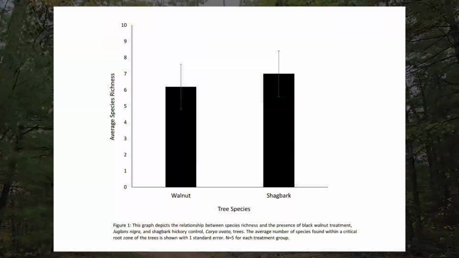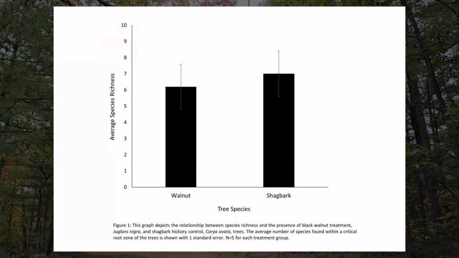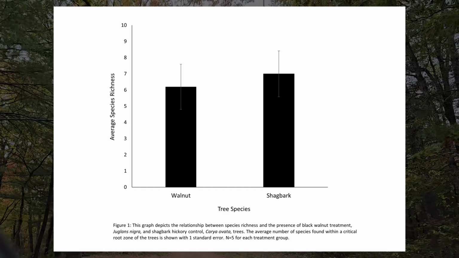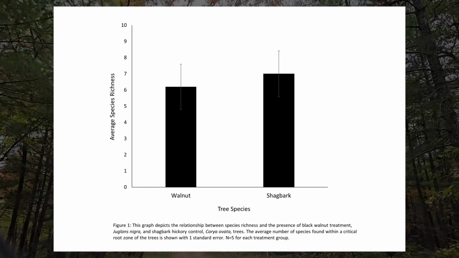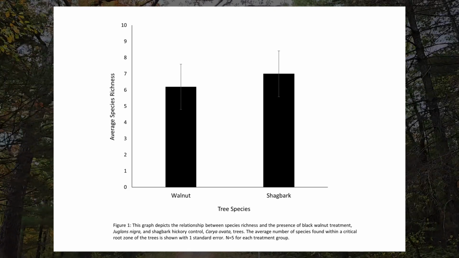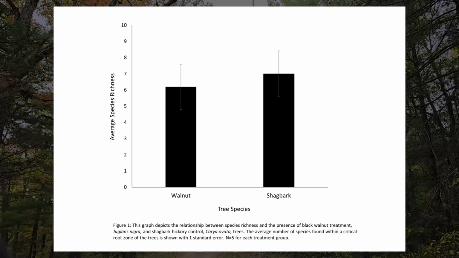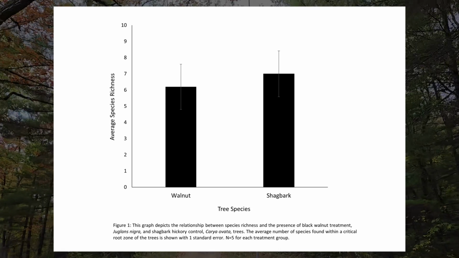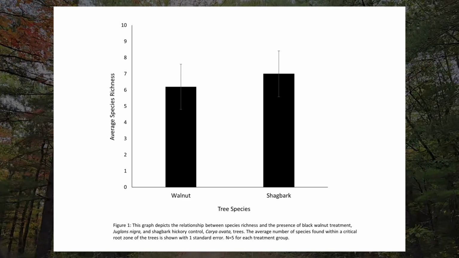This first bar graph shows the average species richness, or number of species, found within the presence of a black walnut or shagbark hickory tree. The average number of species found within the critical root zone of the black walnuts is 6.2 species, while the average number of species found within the CRZ of shagbark hickories is 7.0.